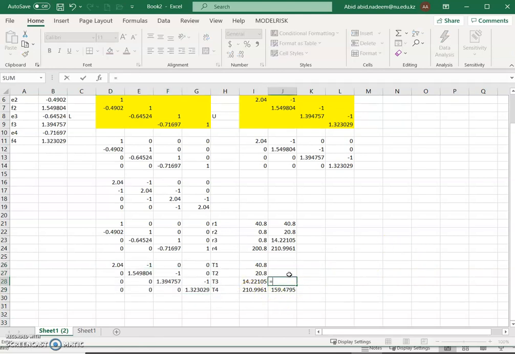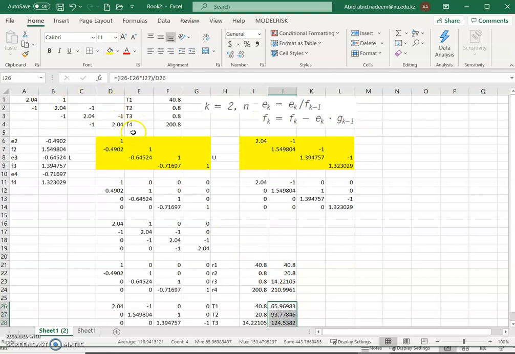Then from here I will get T3. So it will be this value minus this value multiplied by this value divided by this coefficient. So it will be 124. And now for the further back substitution, this value minus this value multiplied by this value divided by this, and then 40.8 minus this multiplied by this value divided by this, and then it will be 65.97. So in this way we have got this solution.